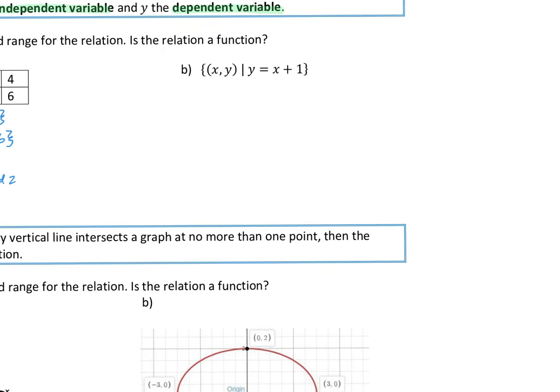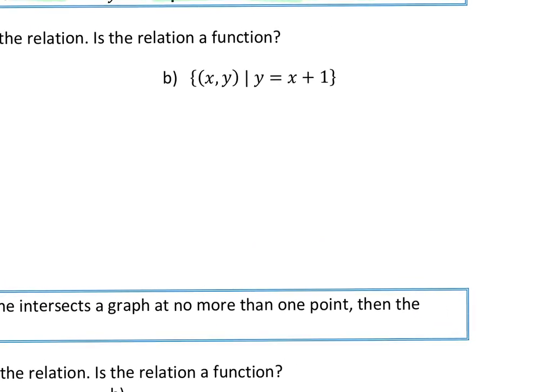Let's look at B. B is a little bit different. I haven't seen this yet. So this is a set. It's set builder notation. So let's go ahead and read this. This is the set of all ordered pairs x and y, such that, and then after such that, we're going to describe the relationship or the relation between x and y, such that y is equal to x plus 1.